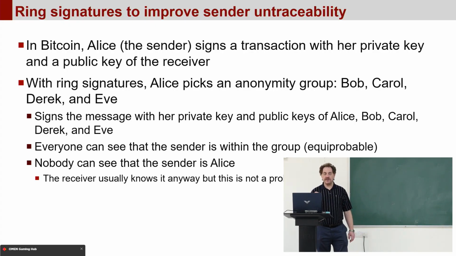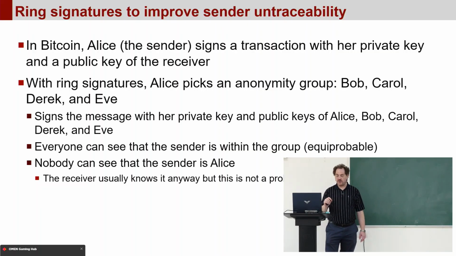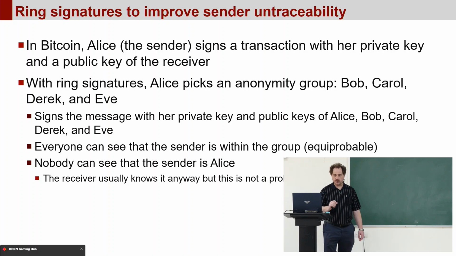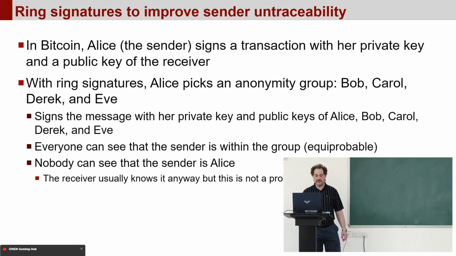Now, what ring signature gives us is that everyone can see that the sender is within the group. Without having a private key, it's not possible to build a ring signature. However, which sender from the group it is, is equiprobable, and thus nobody can determine that the sender is Alice.